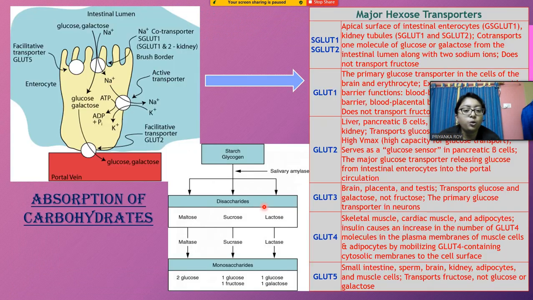Okay, so we will now see the starch or the glycogen upon the action of salivary amylase. It breaks down into disaccharides like maltose, sucrose, lactose, and further these disaccharides are acted upon by different amylolytic enzymes like maltase, sucrase, lactase. These enzymes then convert the disaccharides into the monosaccharides: from maltose to 2 glucose units, from sucrose to 1 glucose and 1 fructose, from lactose to 1 glucose and 1 galactose.